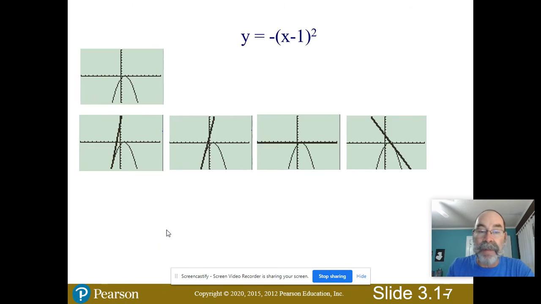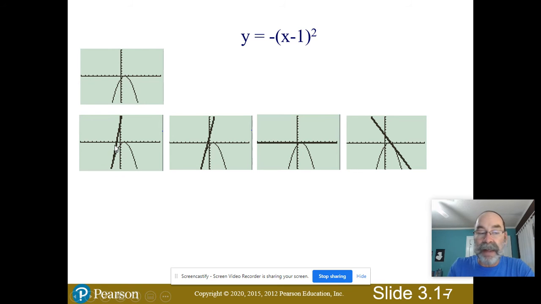Now let's try another one. y equals negative quantity x minus 1 squared. So now we've taken a parabola and flipped it over, so it's going to look like a bullet shot up in the air, moves up, and then comes down. We have also moved it over to the right one, x minus 1, right there. So there's our graph.